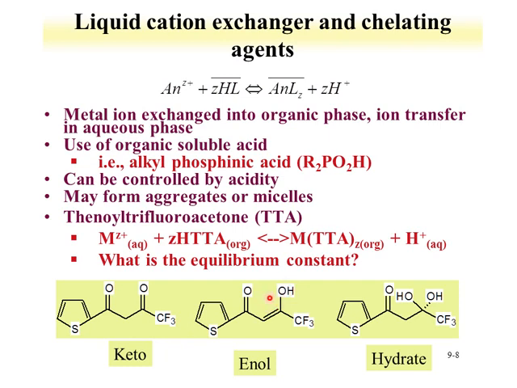Something like TTA, we can control the extraction by acidity, and if you look into the literature, the ability to extract metal ions is a function of pH, so you can have a way of achieving separation between metal ions in different oxidation states. Now these compounds may also have a tendency to form aggregates or micelles, and we'll give an example of aggregate or micelle formation when we discuss third phase in terms of tributyl phosphate.